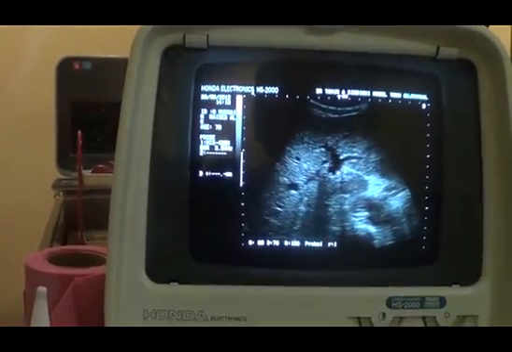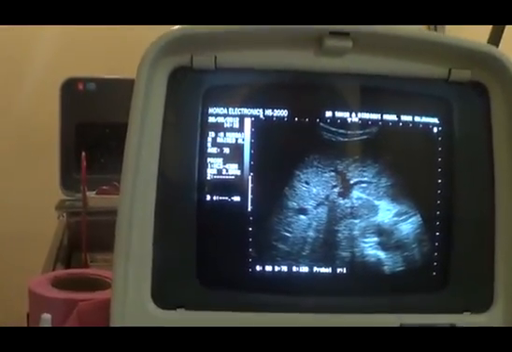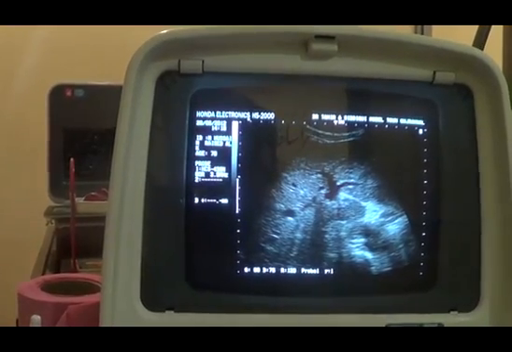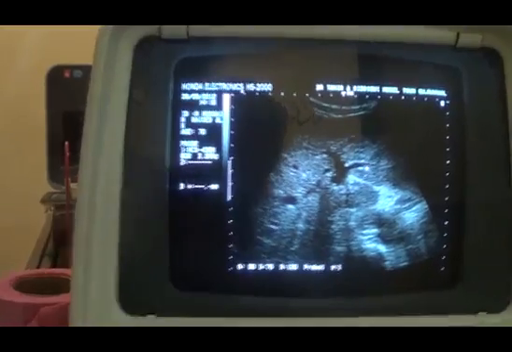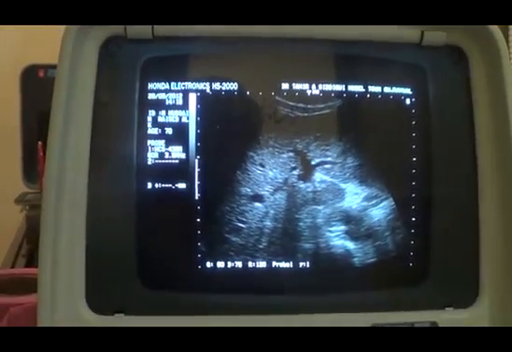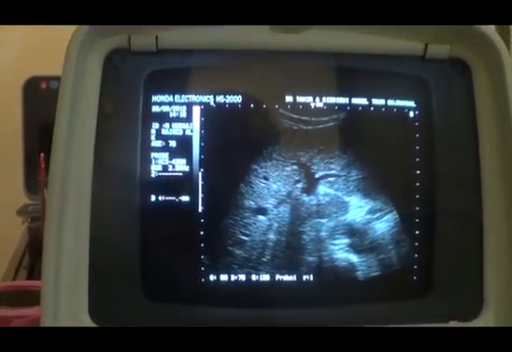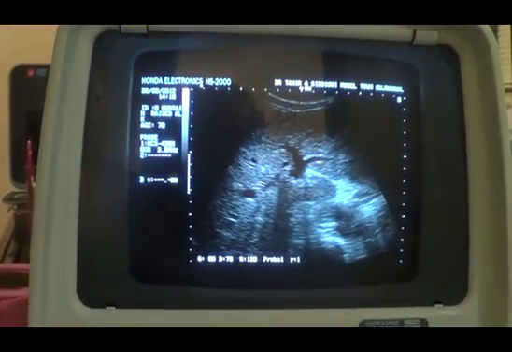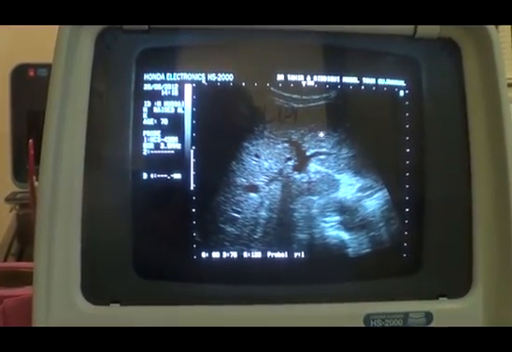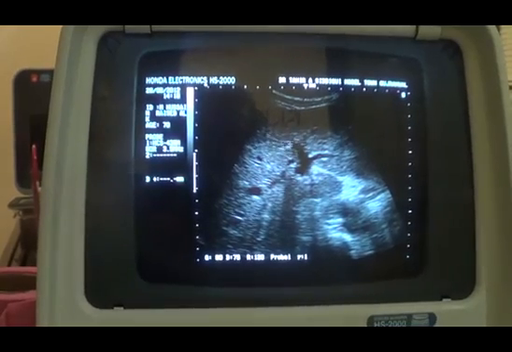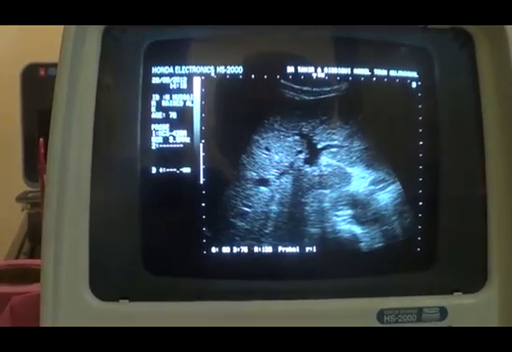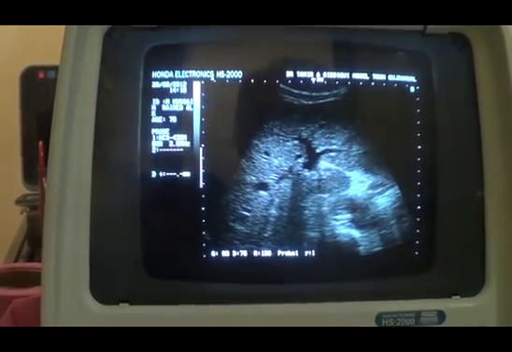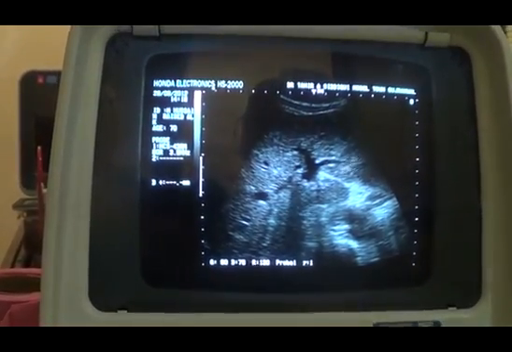Here you see, this is the ascending portion of the left portal vein, and this is the posterior branch, left posterior branch entering the ascending portion of the left portal vein. This is the left ascending branch, this is the right branch, and this is the ligamentum venosum, this is the caudate lobe. So there is no focal lesion in the liver.